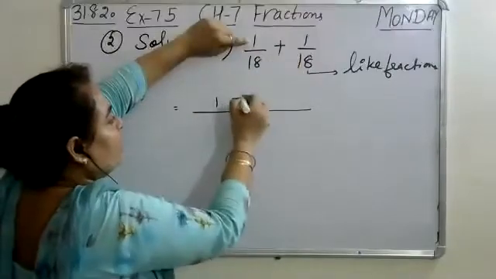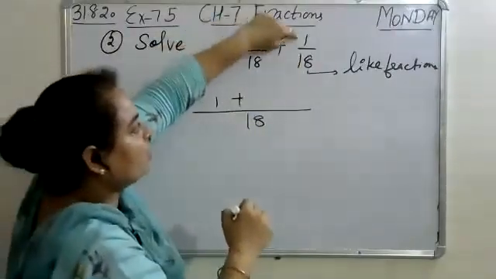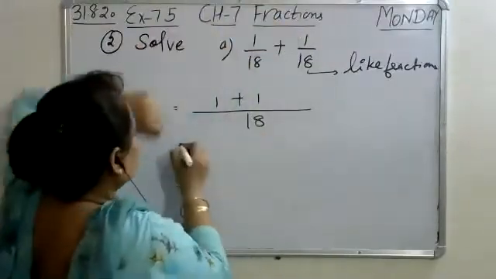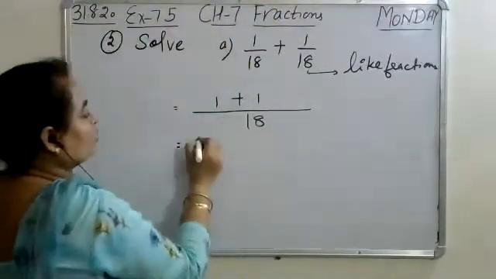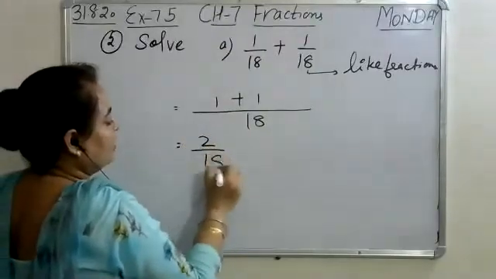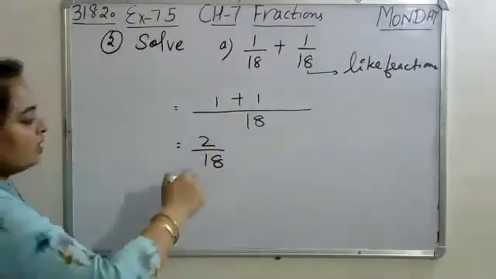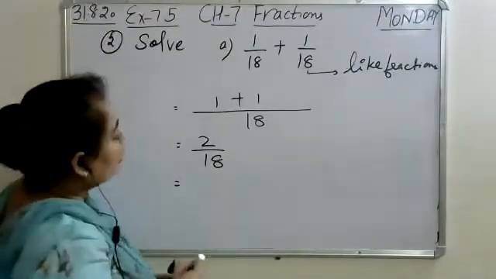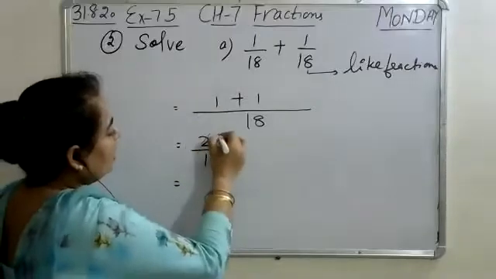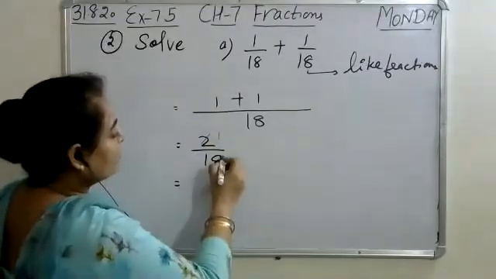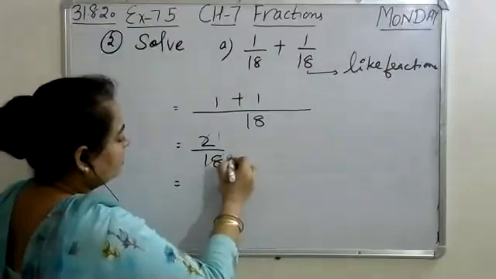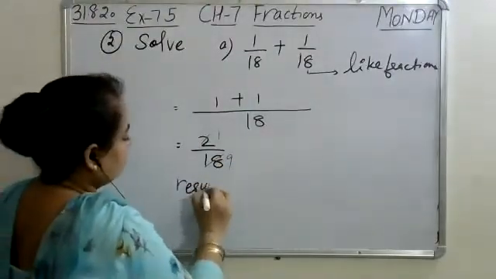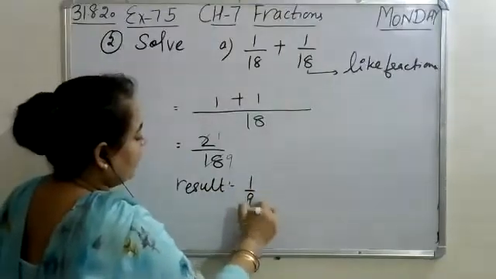The sign of plus. Again, come to the second fraction. In the second fraction, we have 1. So 1 plus 1 is equal to 2 by 18. Cancellation in the table of 2. So we will cancel it in the table of 2. 2 1s are 2, 2 9s are 18. So what is the result? In the result, you will write 1 by 9.